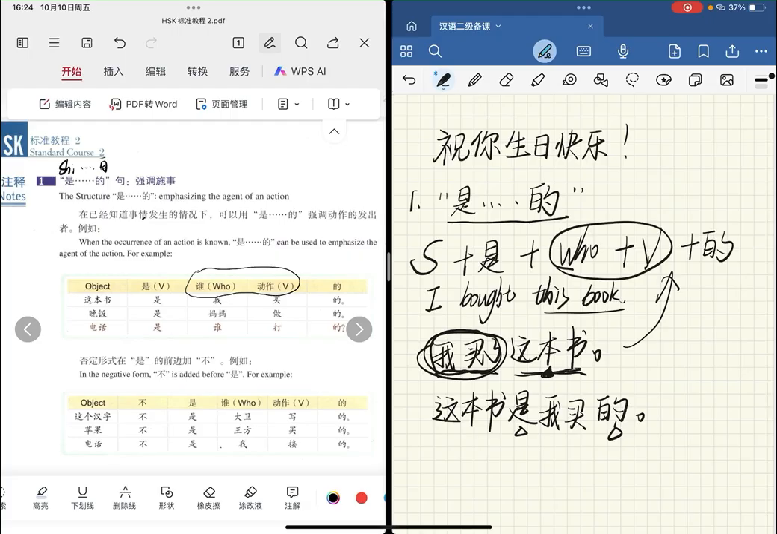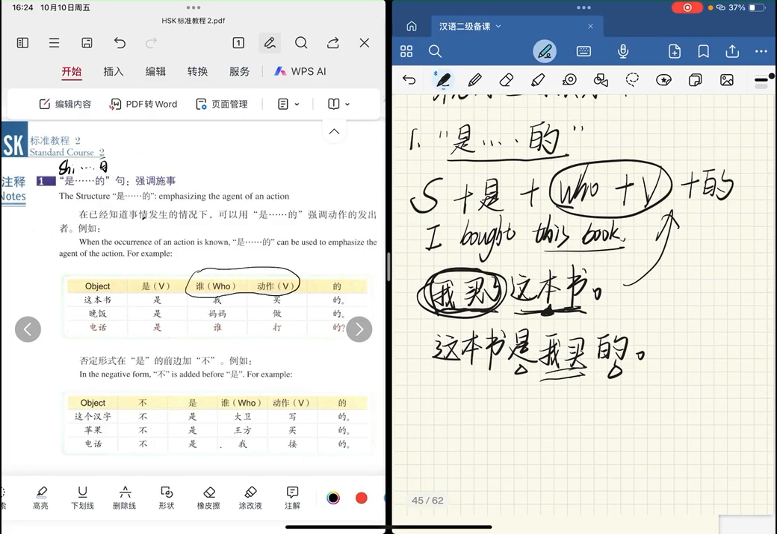Put the part you want to emphasize. I want to emphasize the doer of the action, right? So we can put them in the middle of the sentence structure. 这本书是我买的。Okay, good.